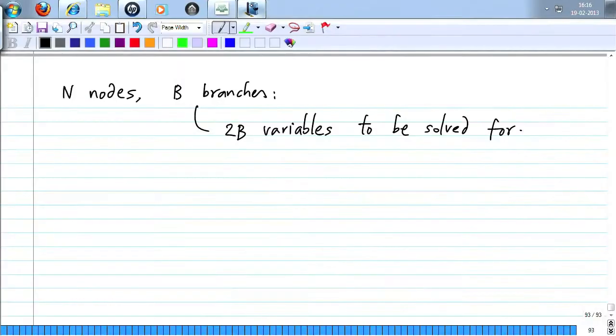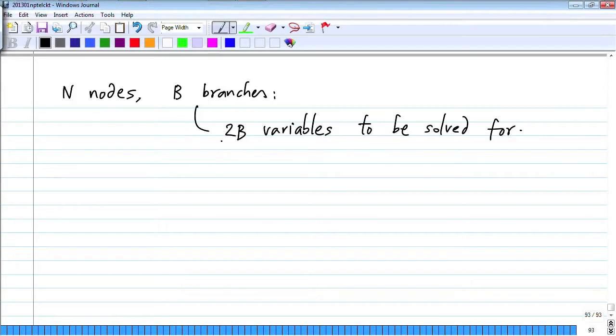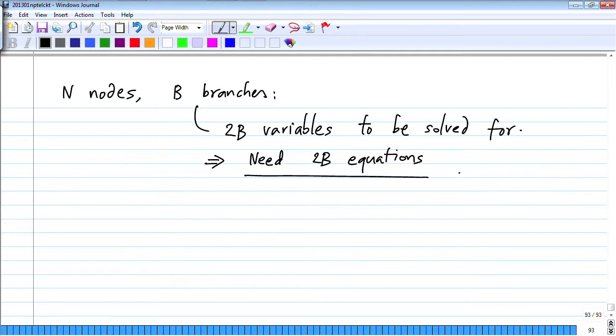Now the question is, what are the 2b equations? Okay, so this means that we need 2b equations. Now what are these? What are the equations that will govern our circuit?